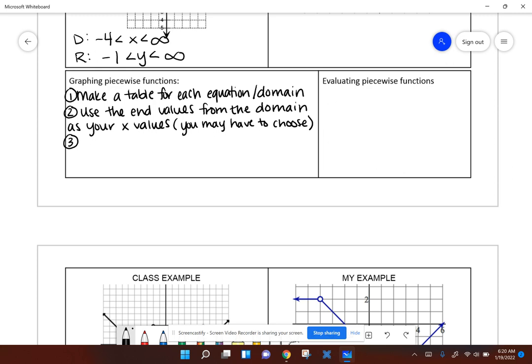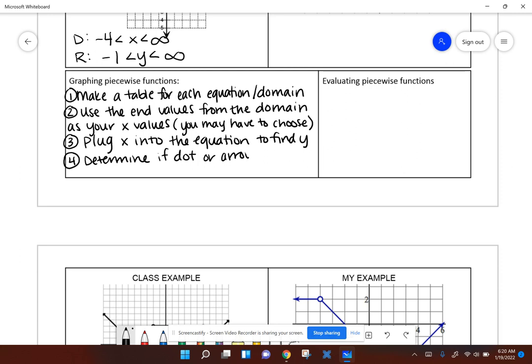Step 3, you're going to plug x into the equation to find y for all the tables. And then last but not least, step 4, you're going to determine if it's a dot or arrow and plot.